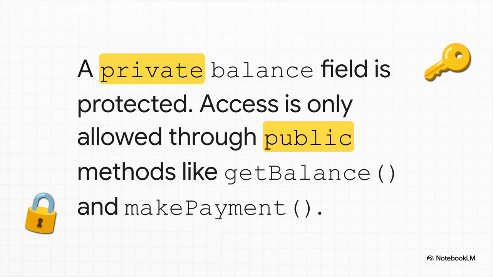So in practice, it looks like this. We make the balance field private. Now no outside code can just reach in and change it. Access is only allowed through public methods we choose to provide, like getBalance or makePayment. This puts the object in total control. The makePayment method can check if the amount is valid before it ever touches that private balance data.